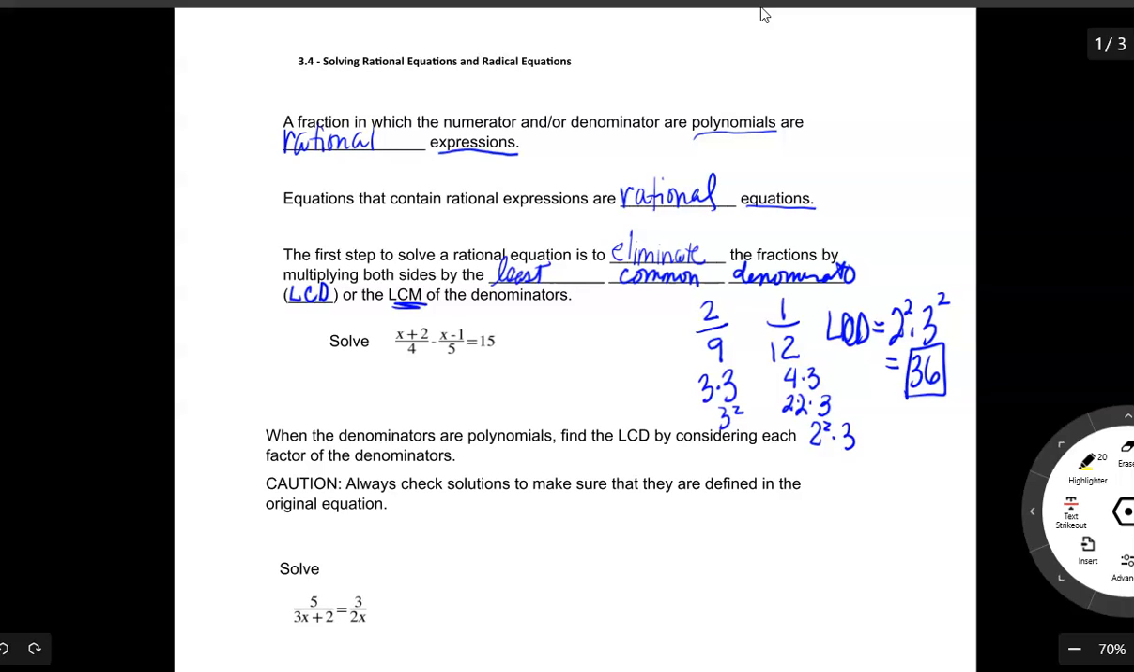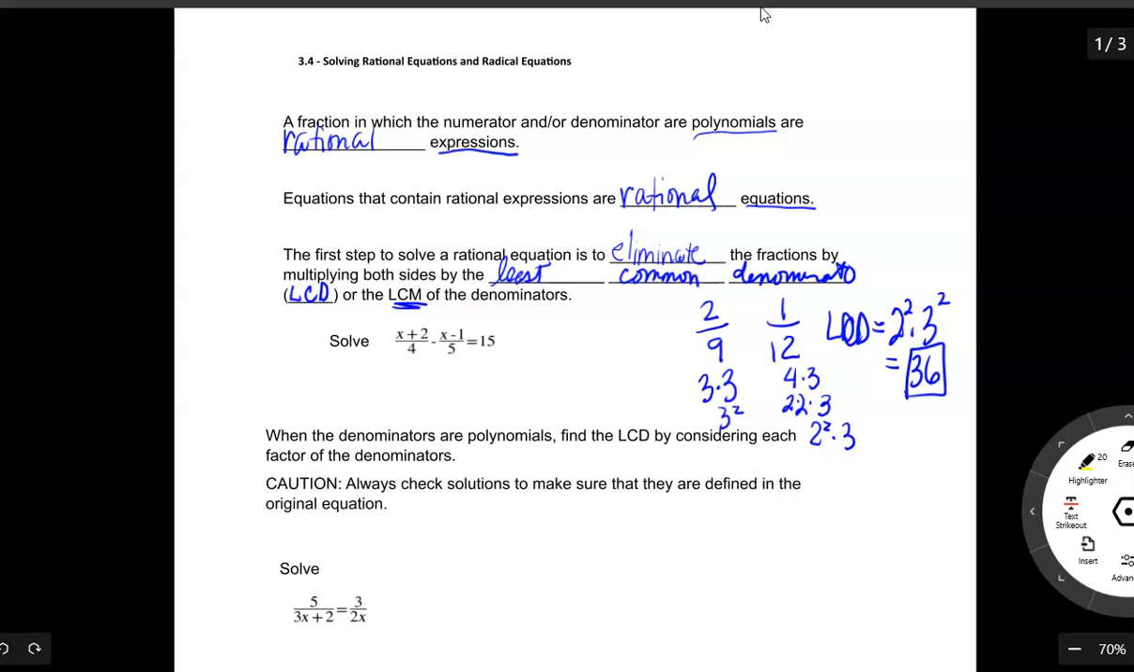9 and 12, numbers we work with pretty often, so you might have been able to go through that in your head. But whenever you are unsure, break it down into factors and then take the highest power of each of those factors, because we have to make sure that it all goes into this number we're coming up with.